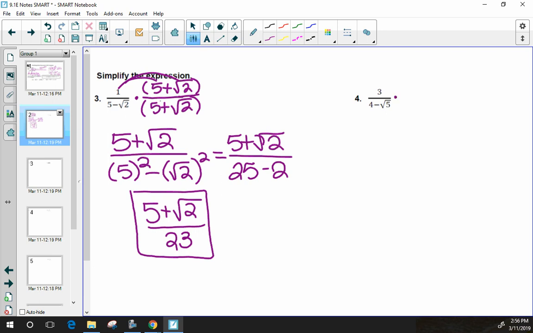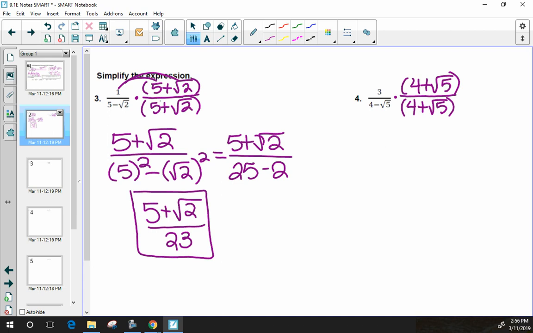So nothing here to simplify other than getting rid of the radical in the denominator. What would be the conjugate to 4 minus square root of 5? 4 plus square root of 5, right? But if I do that on the denominator, I also have to make sure I do it to the numerator. It's got to be the same on top and bottom. So there it is.